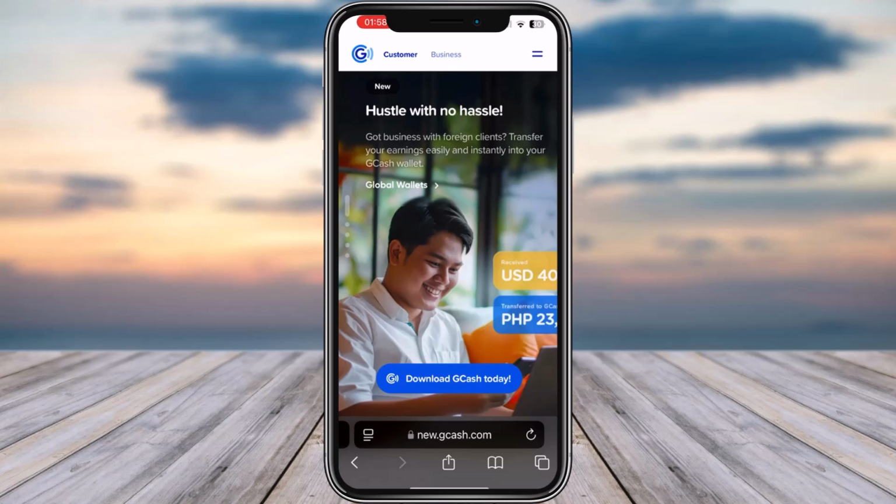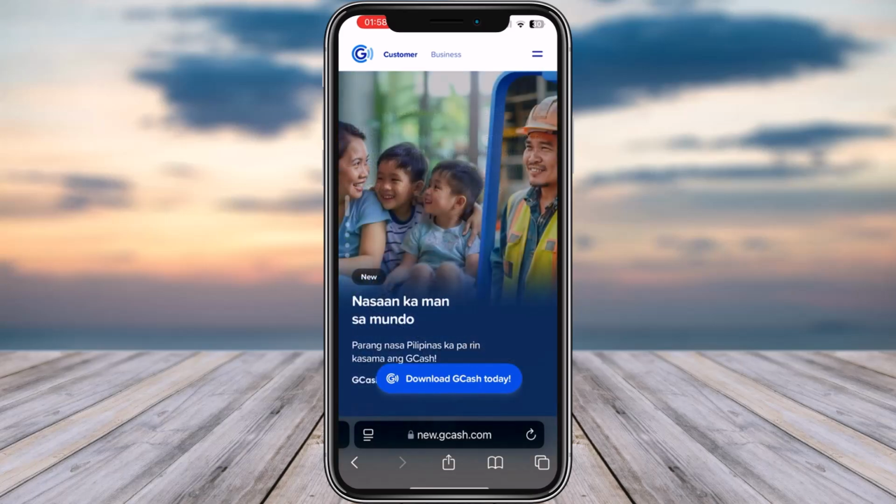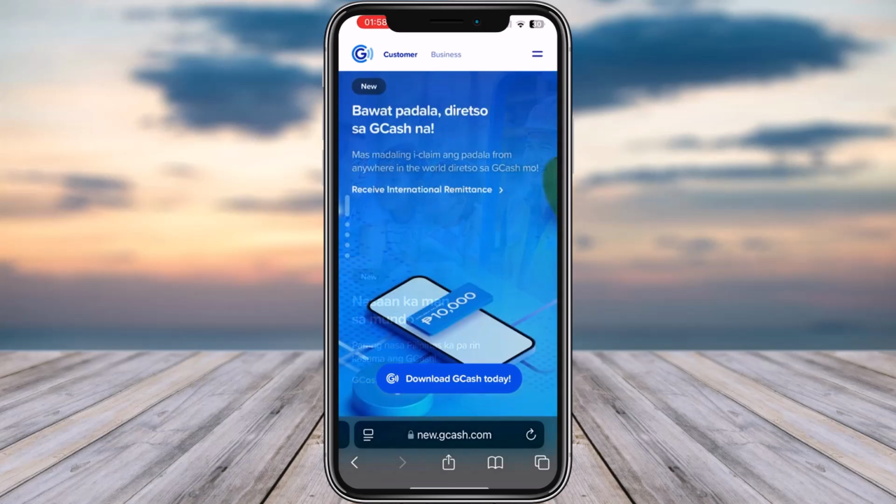Make sure you have enough funds in your GCash wallet as well. Otherwise, wait a few hours if your biller is experiencing system downtime or maintenance. Then you're good to go.